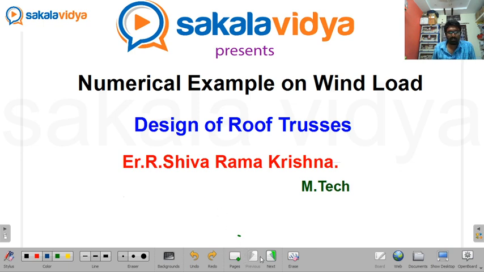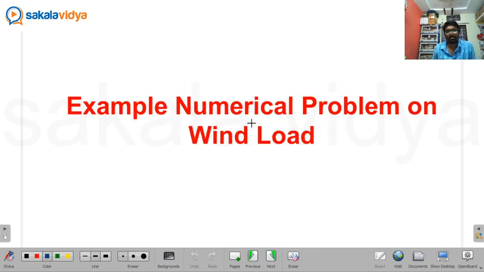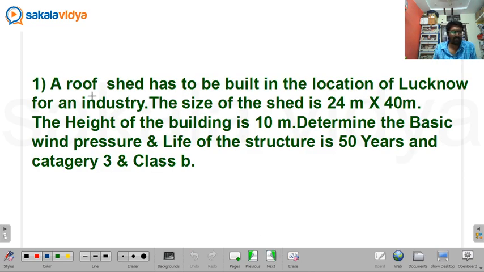In today's session, let us solve numerical problems on wind load. First question. A roof shed has to be built in a location of Lucknow for an industry. The size of the shed is 24 meters by 40 meters. The height of the building is 10 meters. Determine the basic wind pressure. The life of the structure is 50 years, category 3 and class B.